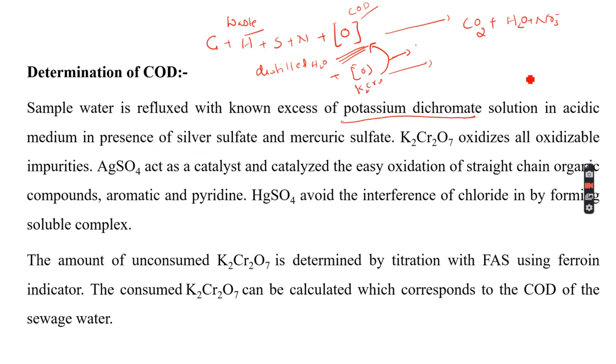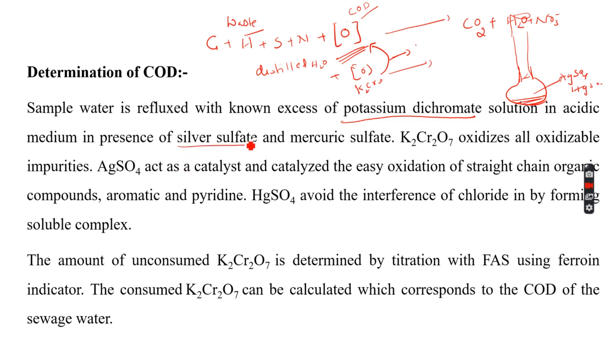We'll take sample water in an RB flask, and it is refluxed using a condenser. That is the refluxing method. We follow the refluxing method in an acidic medium in the presence of silver sulfate and mercuric sulfate.